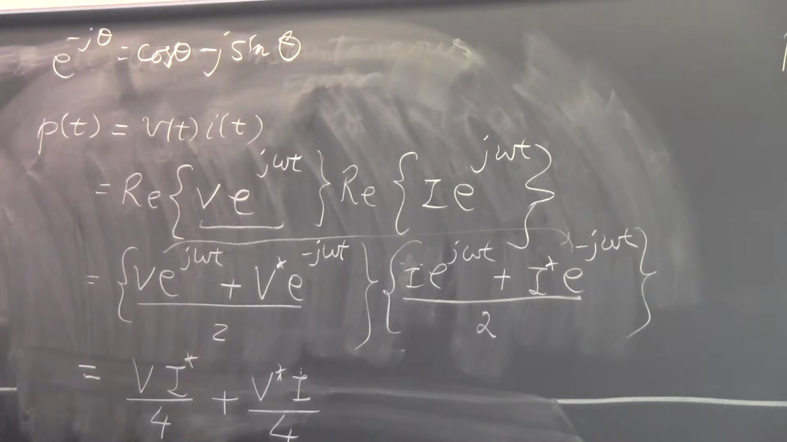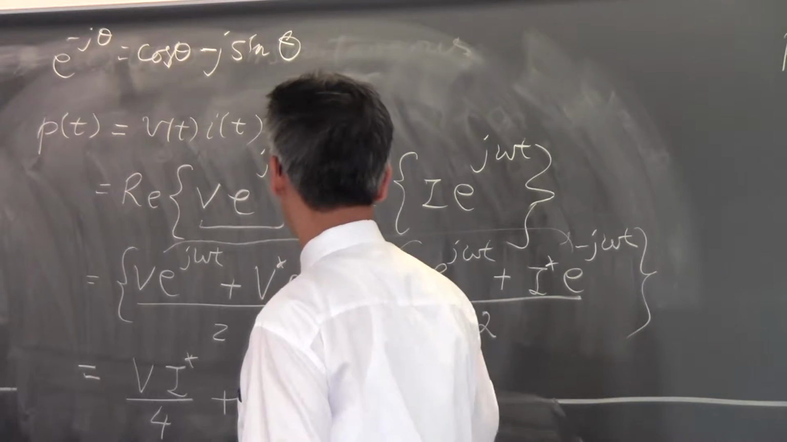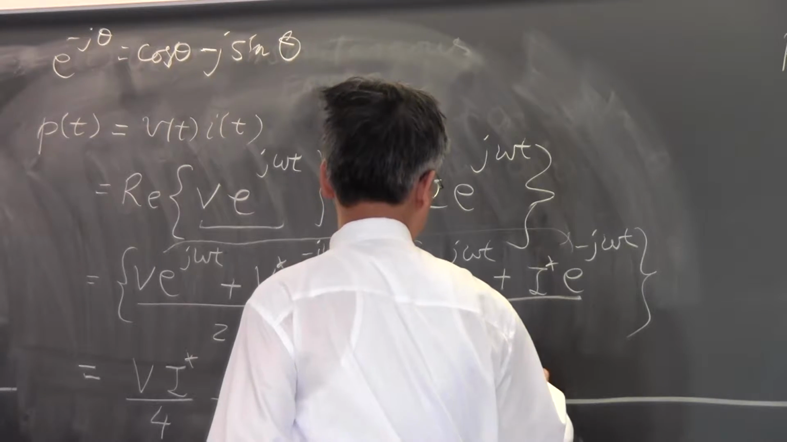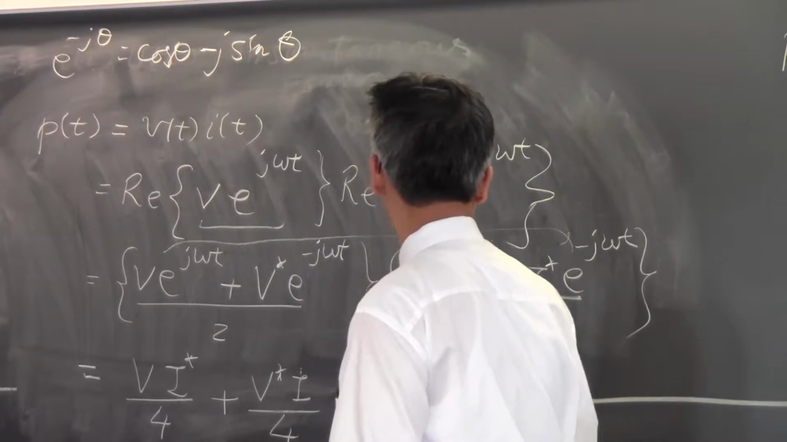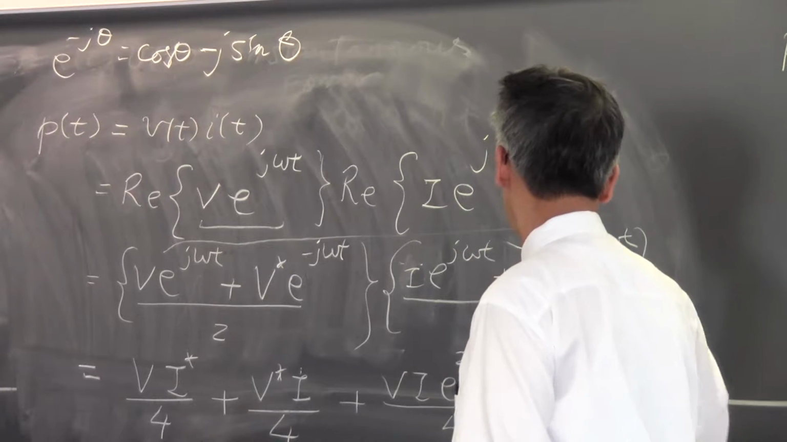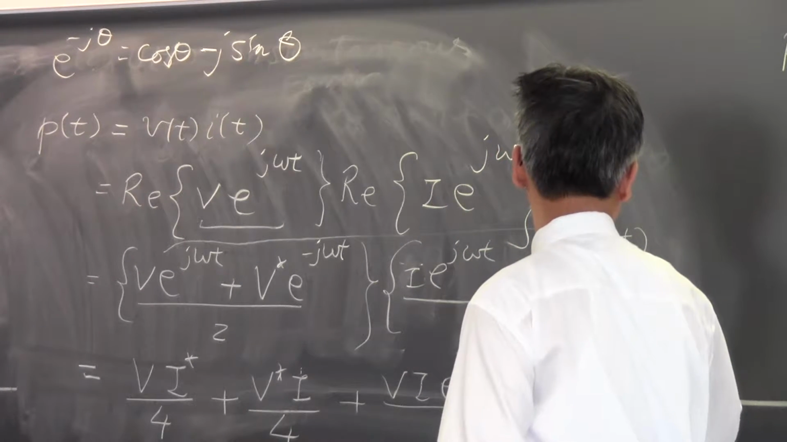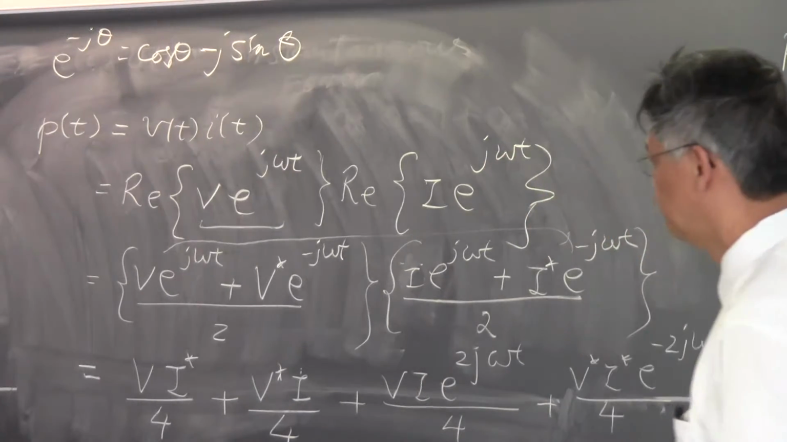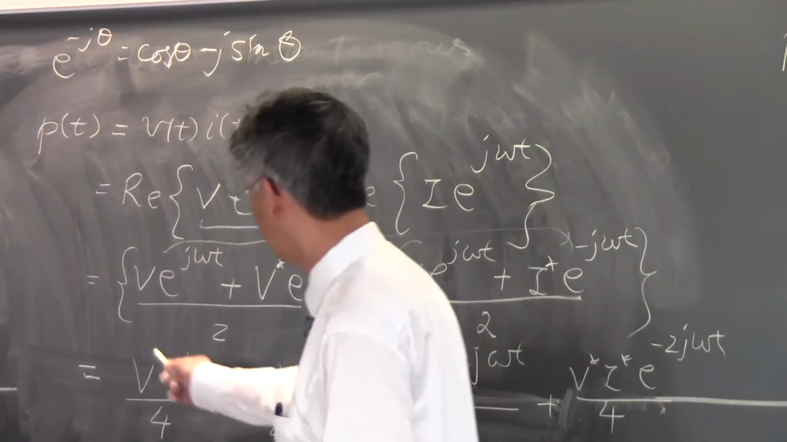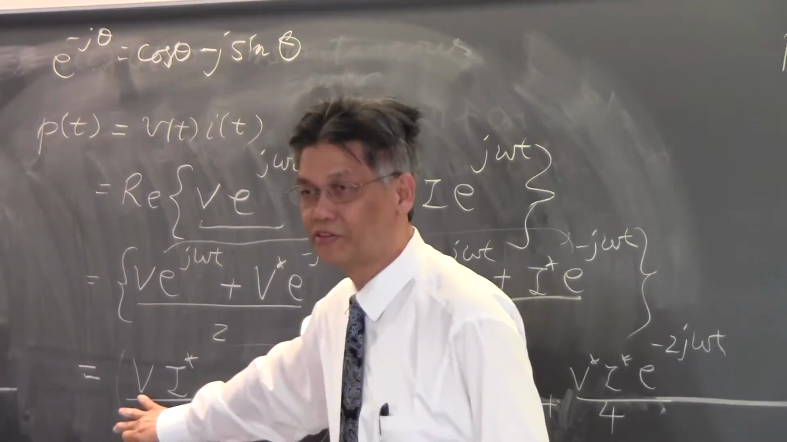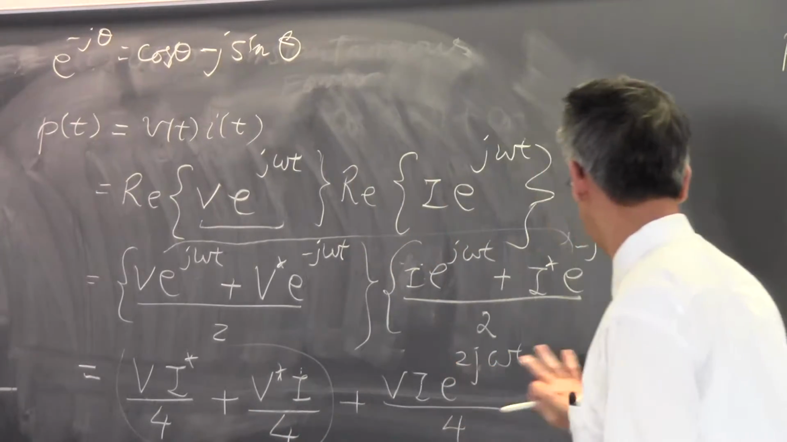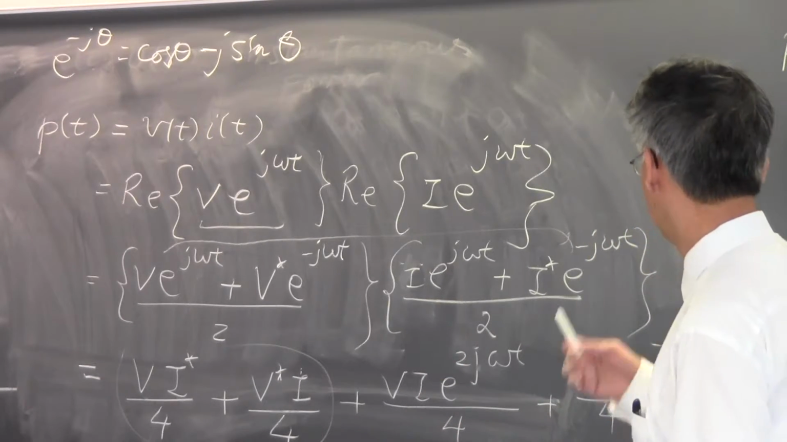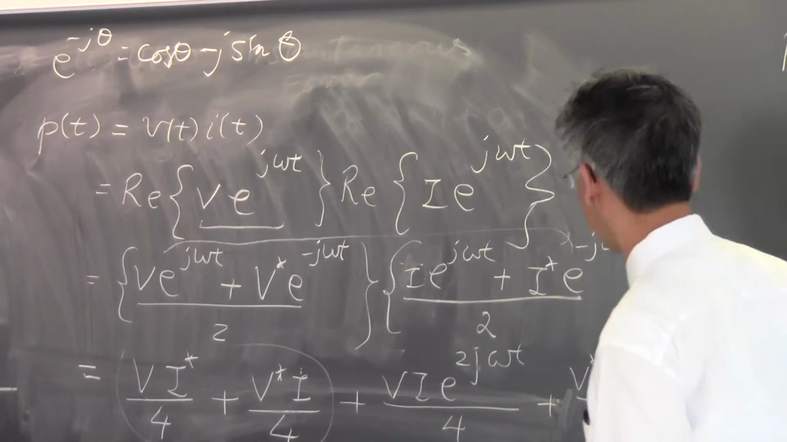And then I have the crossover terms. The crossover terms will be this term times that term, which is V I e to the 2j omega t over 4. And then the other one, which is V conjugate I conjugate e to the minus 2j omega t over 4. Okay? What is this actually? This is just the real part of this quantity. So I can replace this long equation with just a shorter equation.